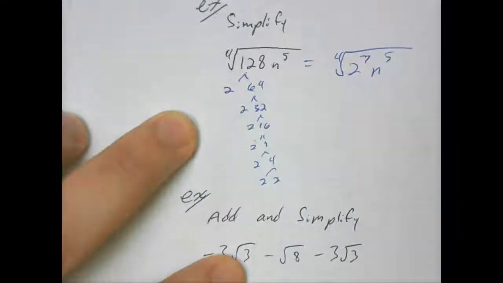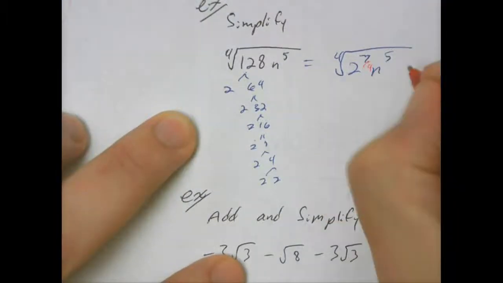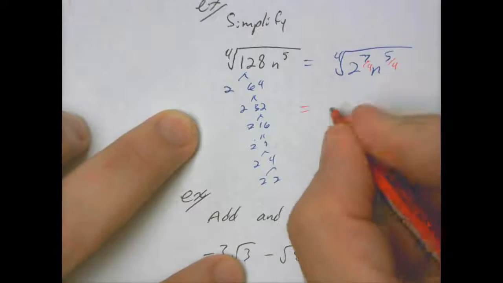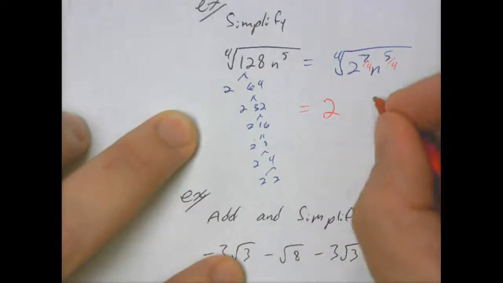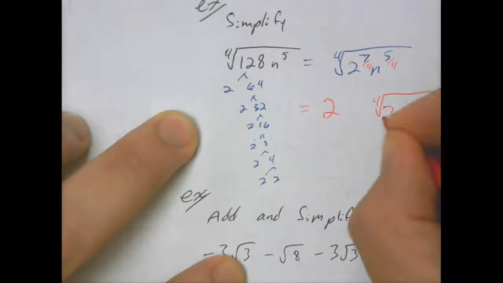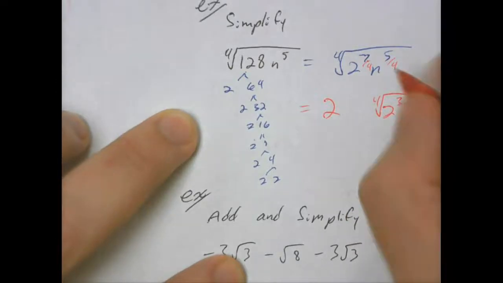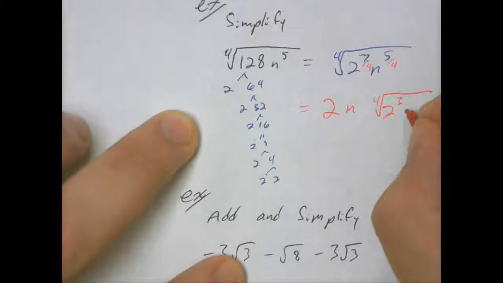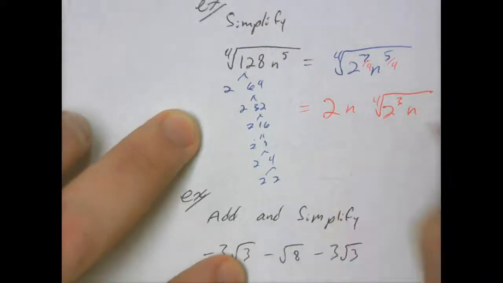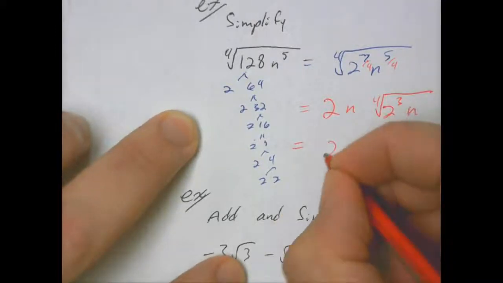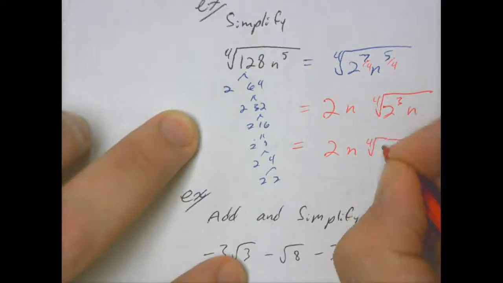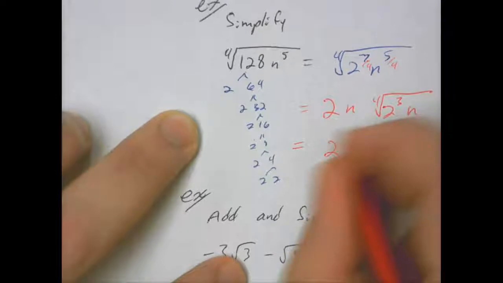Now if I divide both these exponents by 4, I can bring out 1, 2. Since 7 over 4 is 1 and 3/4, I would still have the remainder of 3 left on the inside. 5 over 4 is 1 and 1/4, so I have 1 on the outside and 1 on the inside. So I can rewrite this, make it look a little bit prettier. 2n, the 4th root of 8n. That's what I'm going to be looking for.